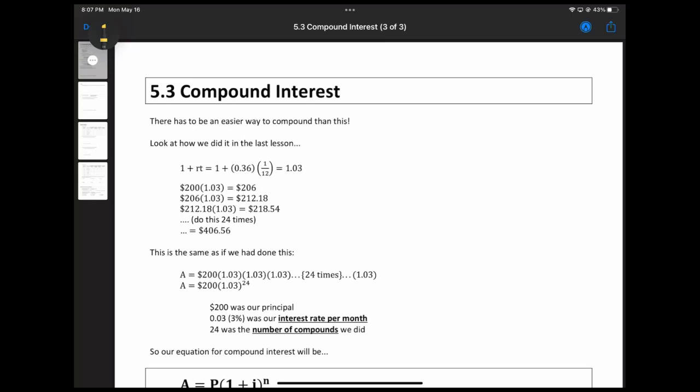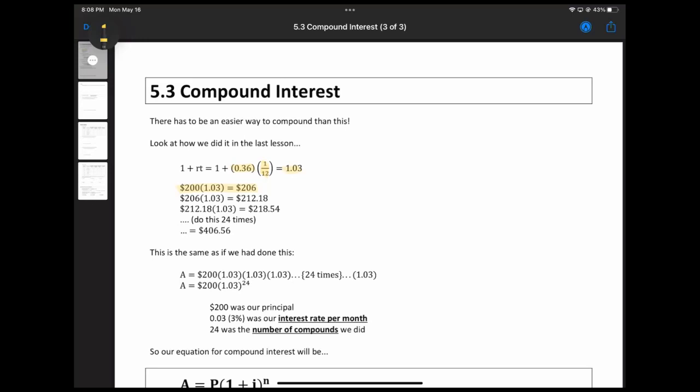So what you should have seen in the practice problem was that you were investing $200 at 36% a year, but you were taking it out and putting it back in every month for 2 years. And what you should have noticed is that your R value, your interest rate per year, was 36%, and your time in years was 1/12, which is 1 month. 1 month is 1/12 of a year. When you take the 1 plus RT part, you get 0.03. So to find out how much you'd have after 1 month, you would take 200, multiply it by 1.03, and you'd have $206.